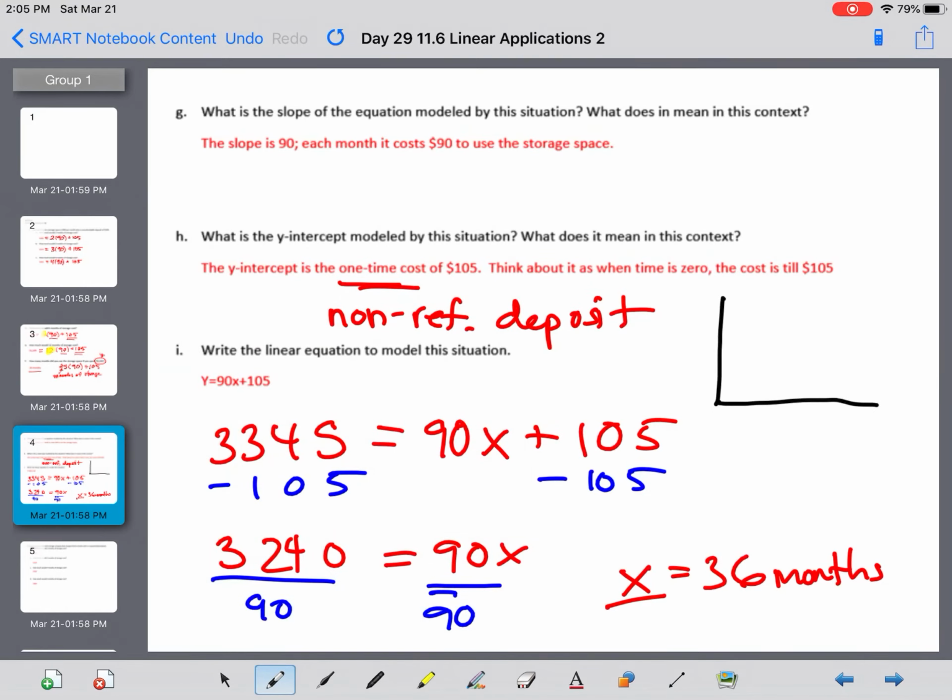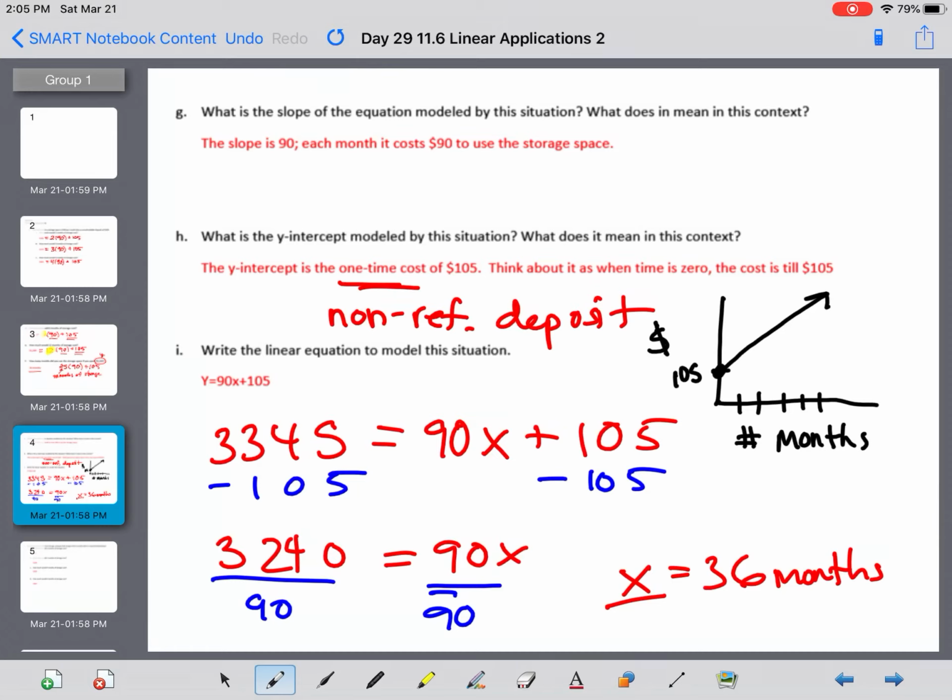I'm going to draw just a first quadrant graph, and my x-axis would be the number of months, and my y-axis would be my cost. And if this one starts at $105, that's where my first point is going to be. So I can have my number of months right here. So I'd have 1, 2, 3, 4, 5 months, say, for example. And then this is going to be a positive slope. It's going to be going up 90 and over 1 for each one of those tick marks. And this line would just keep going on indefinitely until I'm done with the storage unit and I don't need it anymore.